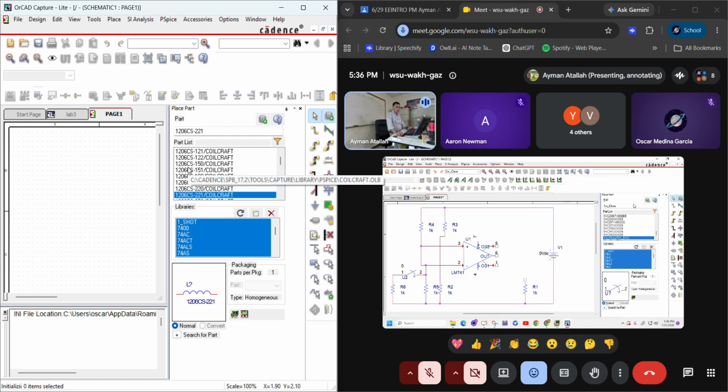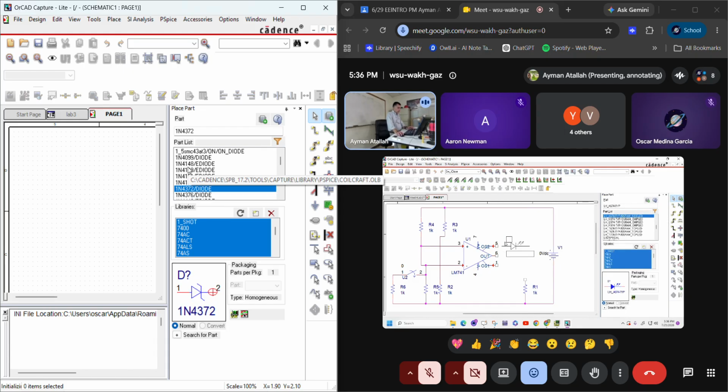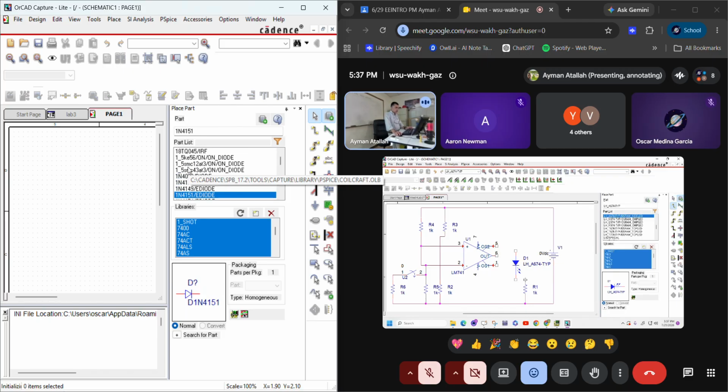And I need a light emitting diode. You can just go here and write light. You will get it. Rotate it so that it will be forward. So you can put it like this. Then you will connect this to this.